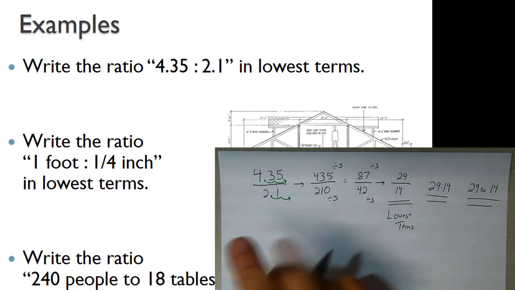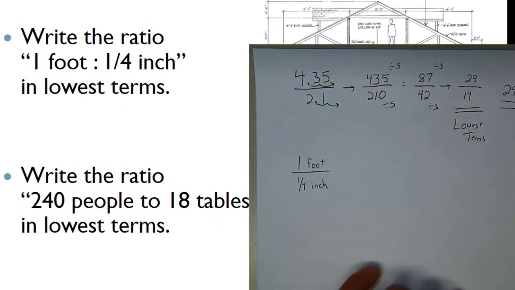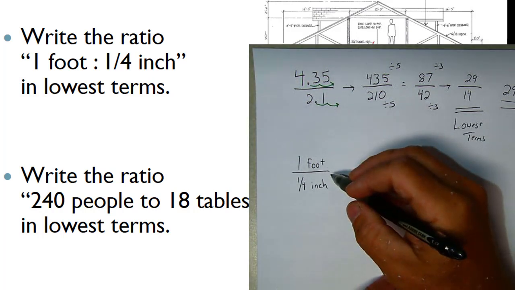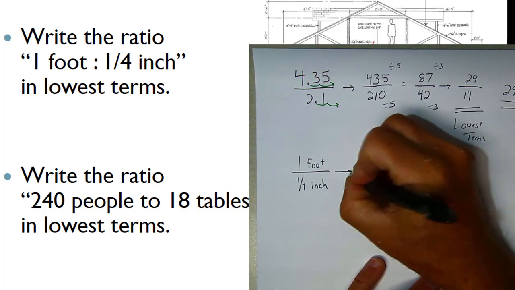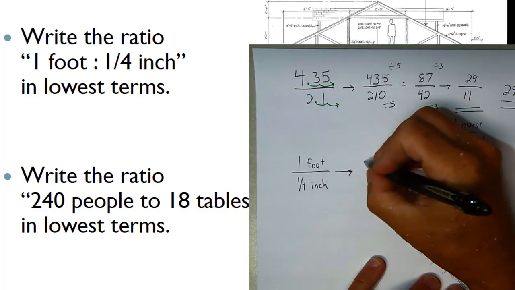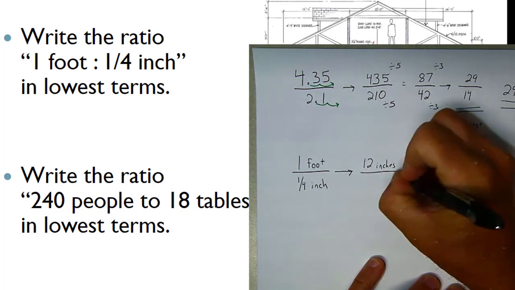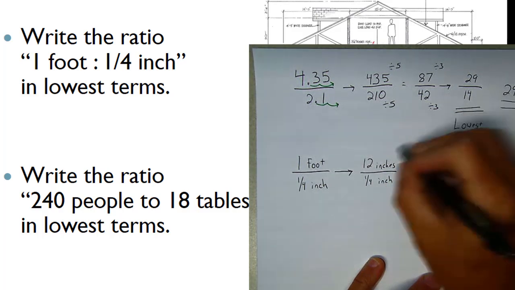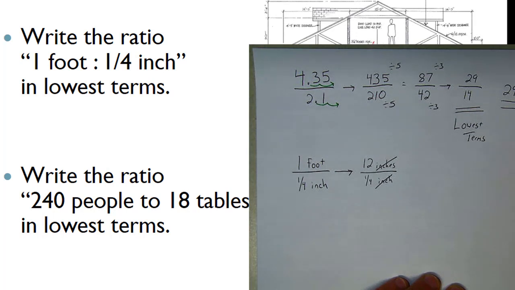Our second one, 1 foot to 1/4 inch. Okay, let's get this into lowest terms. Those units don't match, but we can make them match. Just like we turned gallons into ounces in the last example, we know that 1 foot is 12 inches, so we can say that that is 12 inches over 1/4 inch. There, our units match, those are gone, so now we have 12 over 1/4.